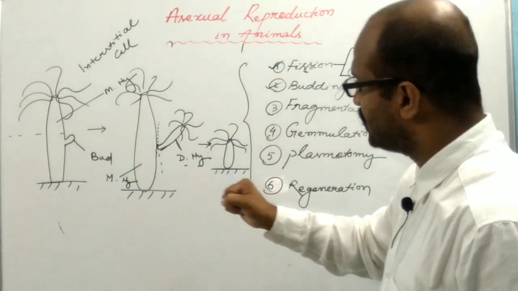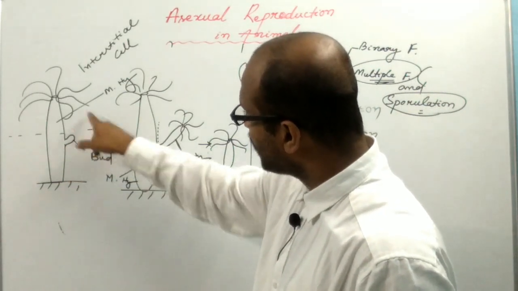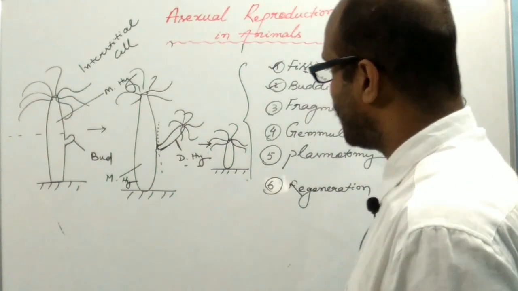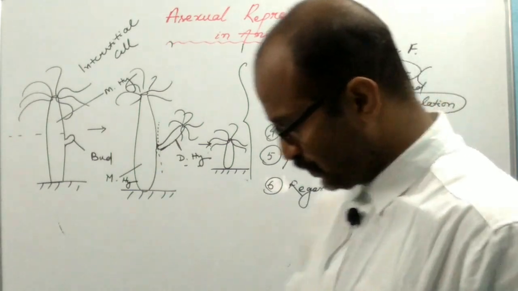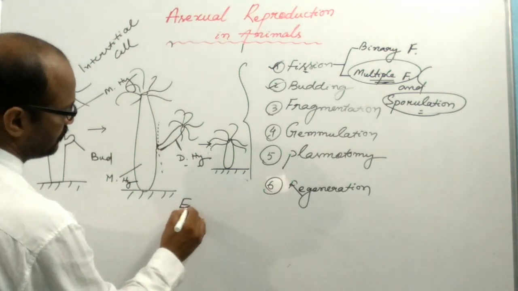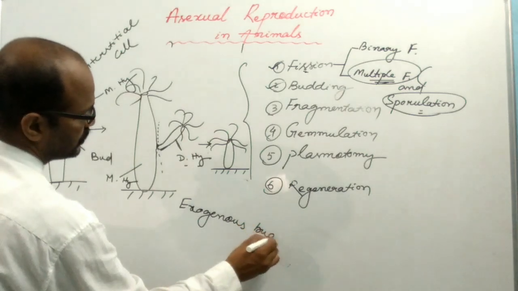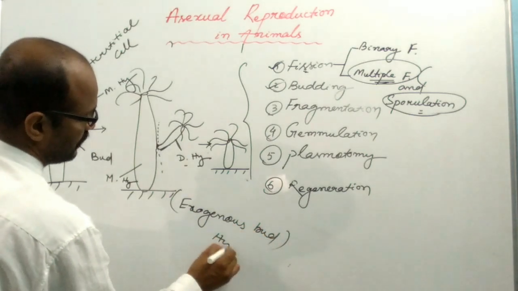Here it is observed that such a bud takes place outside of the body. That's why such type of bud is known as the exogenous bud. This is the exogenous bud found in hydra.